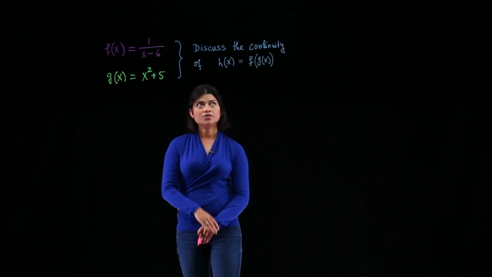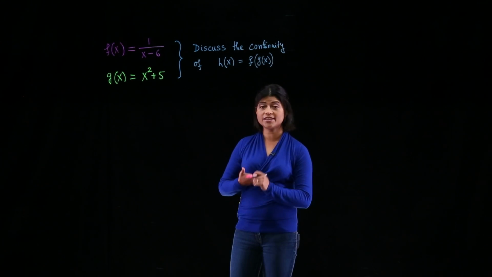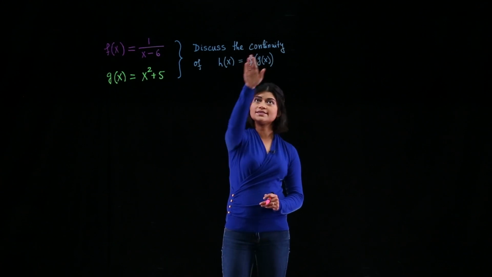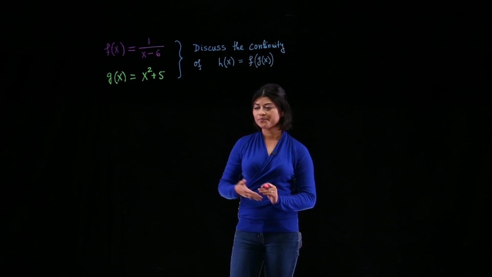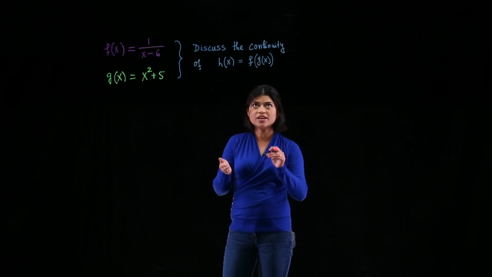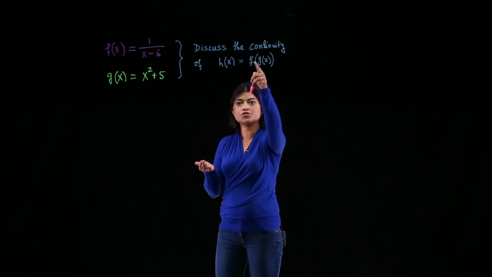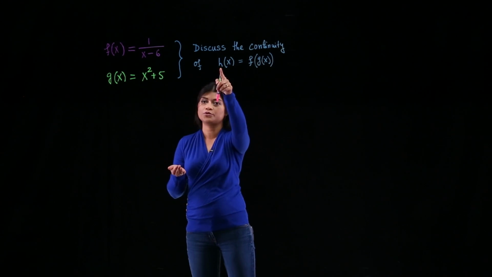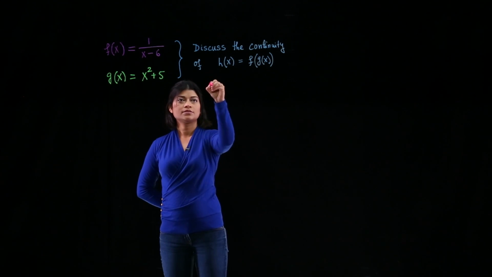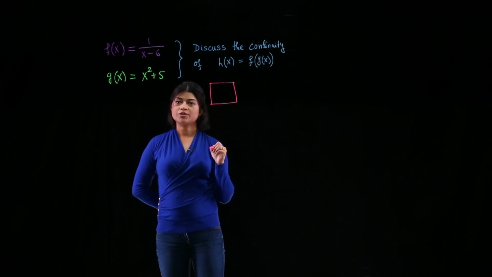Now, in order to understand the continuity of the function, I suggest that we understand the function itself first, the function h. And since it's a composition of two functions, it's a good idea to draw a little picture to understand where we're picking this x and how we are composing these two to get the final output for h. So let's start with a little picture.